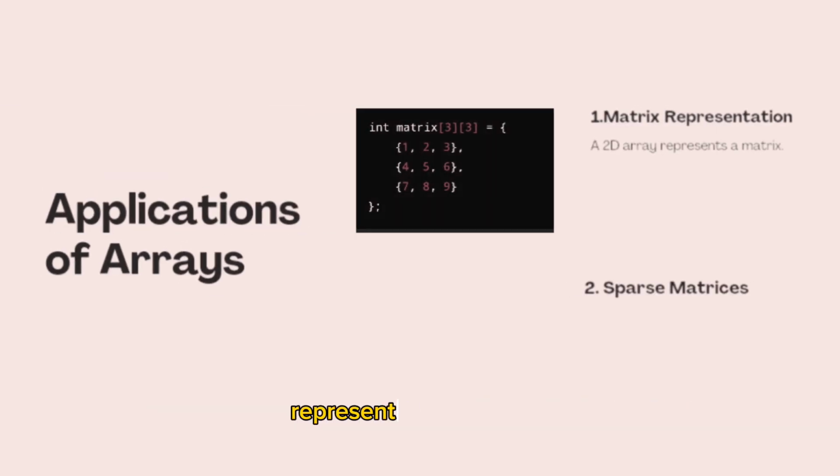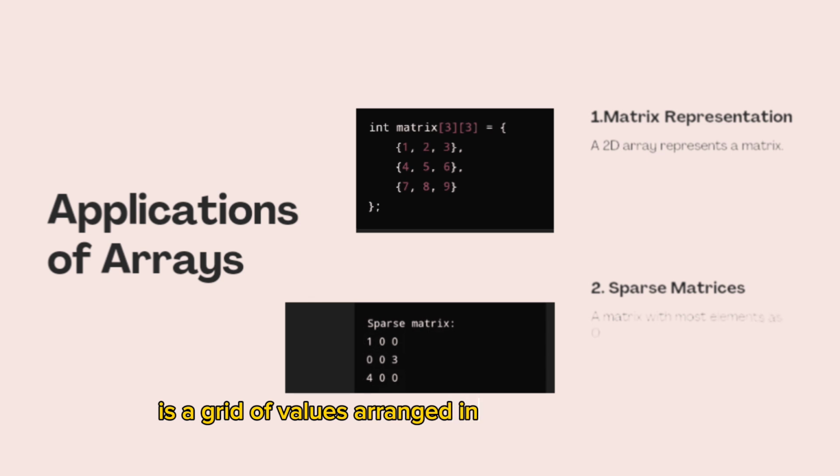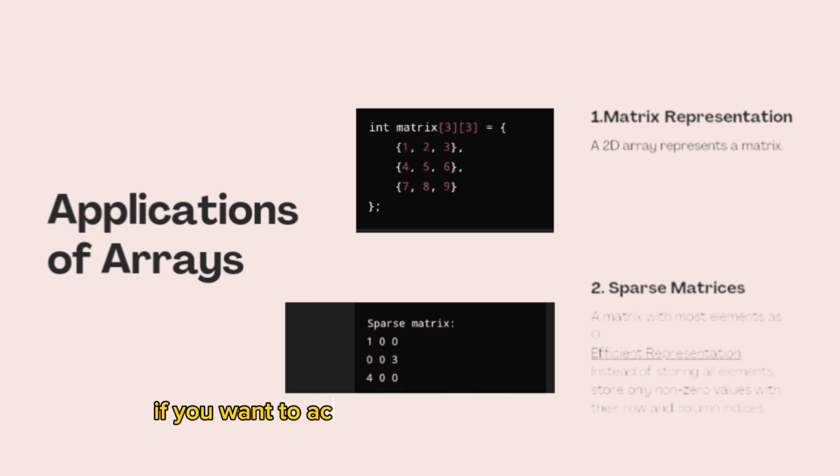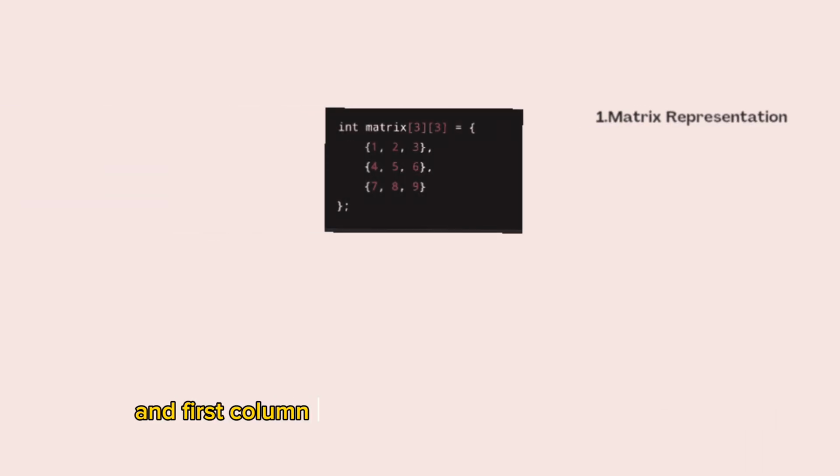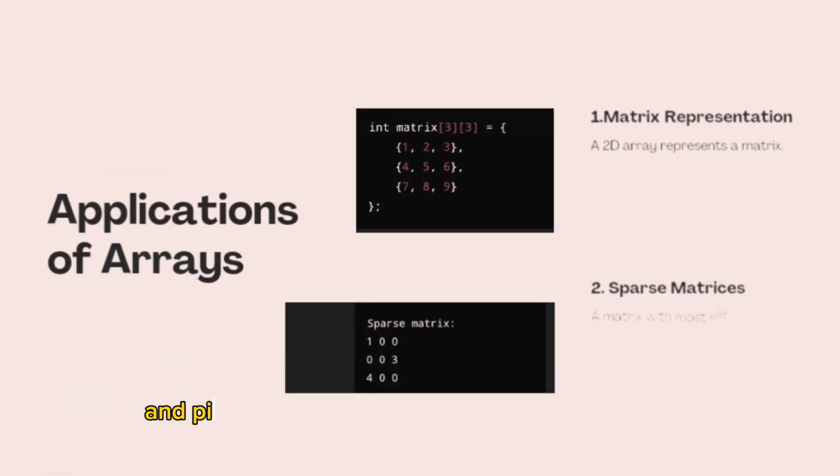Applications of arrays. Matrix representation. A matrix is a grid of values arranged in rows and columns. It can be represented using a 2-dimensional array. For example, a 3 by 3 matrix has 3 rows with 3 values in each row. Using an array, you can store these values as rows and columns. If you want to access the value in the second row and first column, you look at the second set of values and pick the first one.